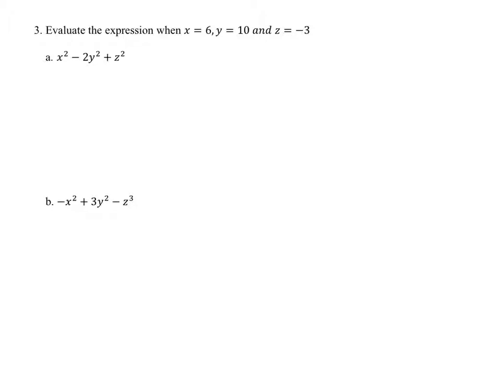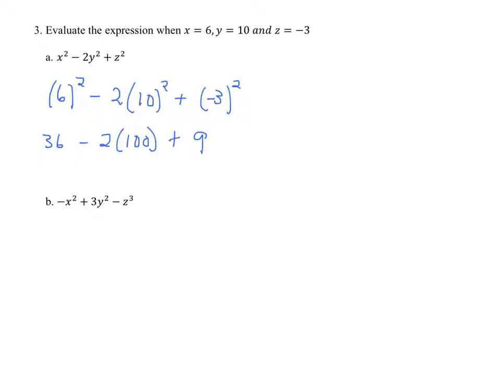Next, the evaluations are getting a little bit more intense, but not bad. Here we go. x squared, nutshell 6 squared, nutshell 10 squared, nutshell negative 3 squared. 6 squared is 36. 10 squared is 100. I'm doing all my exponents. Negative 3 squared is 9. Next, I'm going to do my multiplication. 200. So 36 take away 200 is negative 164. Then I'm going to add a positive 9 to it, and I get negative 155. Perfect.